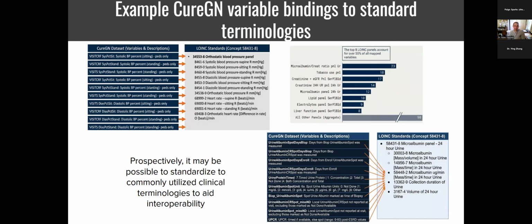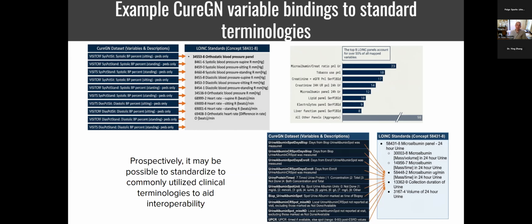Another part of this is being able to add bindings to these variables to standard terminologies. Here we see a bunch of LOINC codes, but we would also want to include bindings to different ontologies and maybe some other terminologies as well. This helps to aid interoperability so that we can all understand very explicitly what these CDEs are, how they relate to each other, and how they relate to variables.